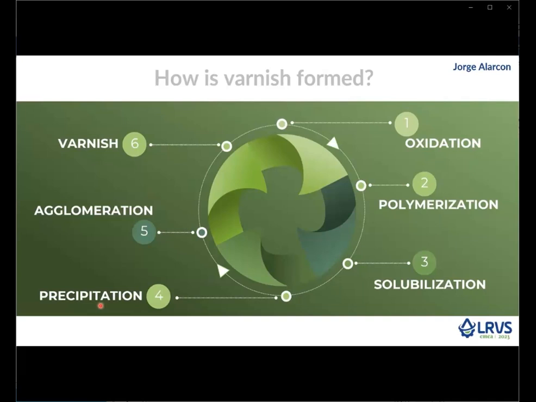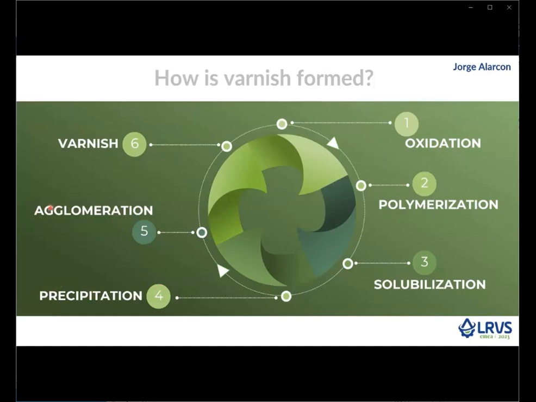Then we have the precipitation. When we talk about precipitation, we are talking about the high molecular weight products in the system. These will start precipitating into the bottom of the unit, the reservoir mainly. We'll find there a lot of this type of varnish and sludge and stuff like that.